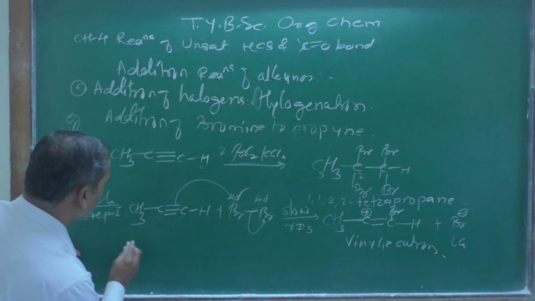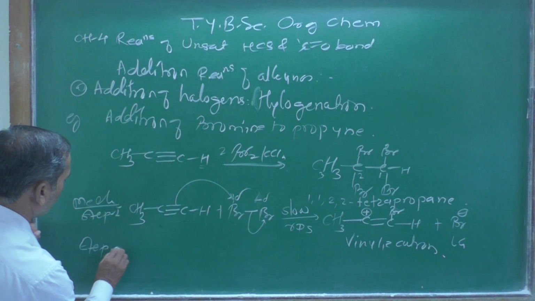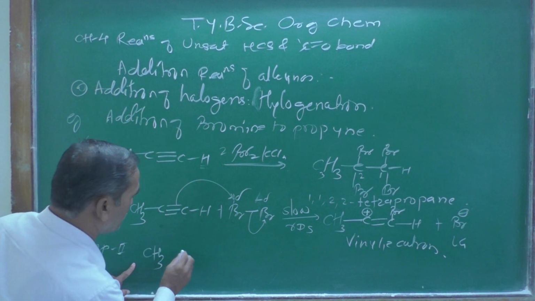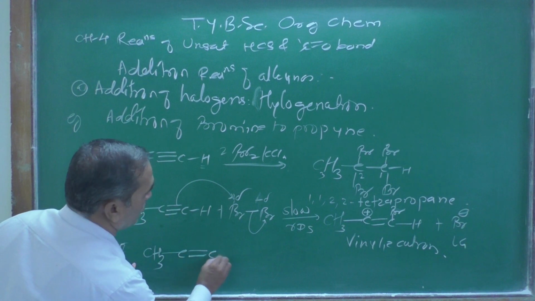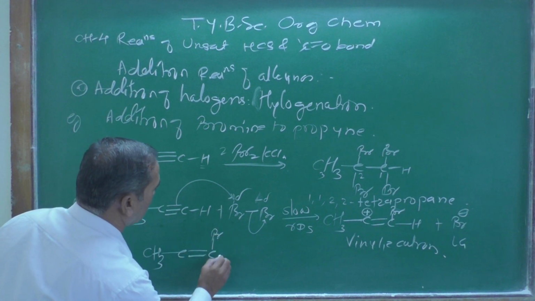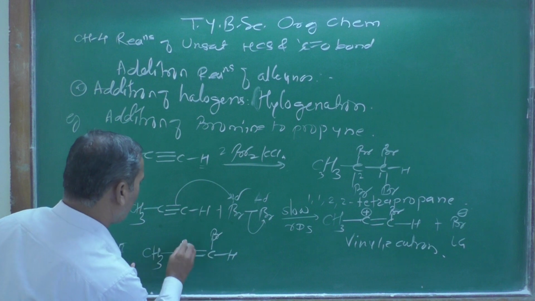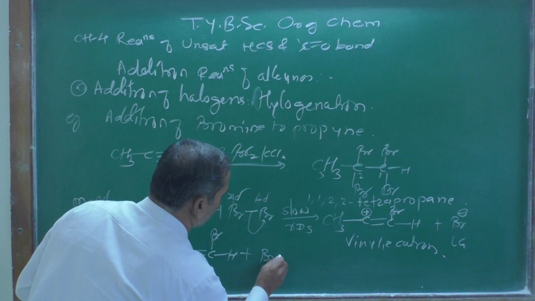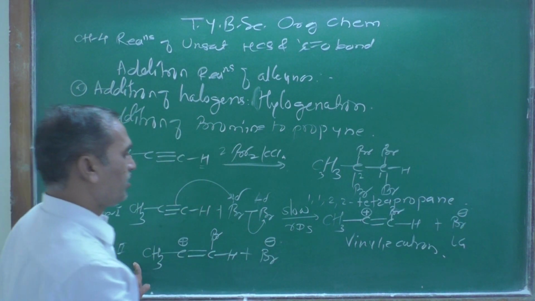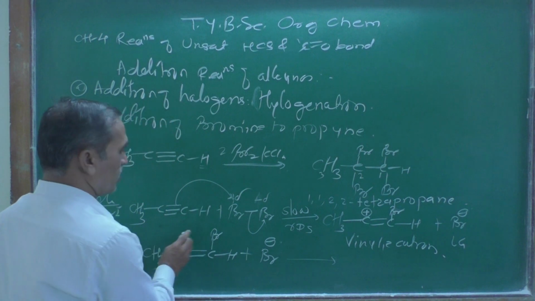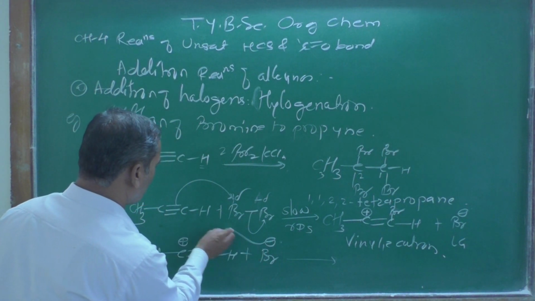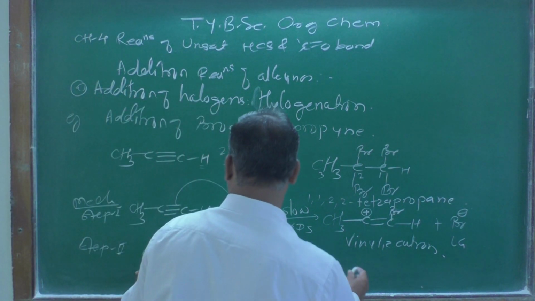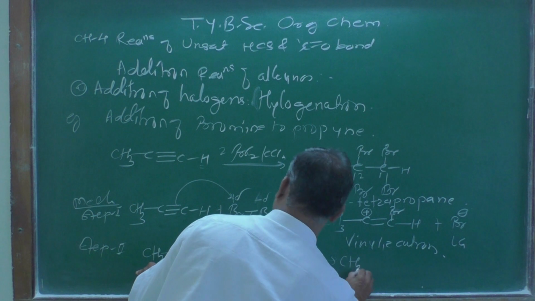Now in step number two, what is happening? CH3 C double bond C, here is a bromine atom, a hydrogen atom, and this is a positive charge. Now this other bromine atom, which is negatively charged, is going to attack the vinylic carbon atom. So it is going to attack this carbon atom, and we are going to get the product like this.